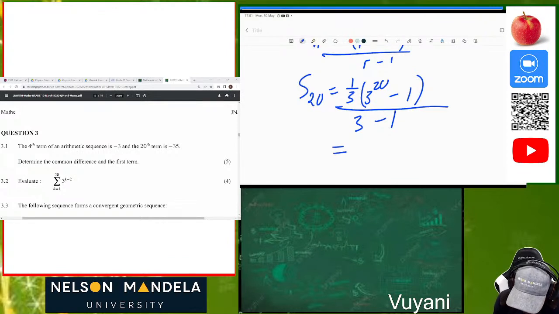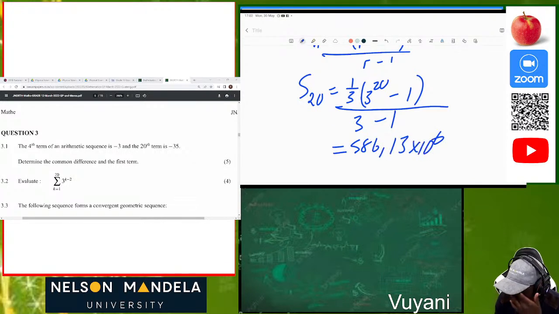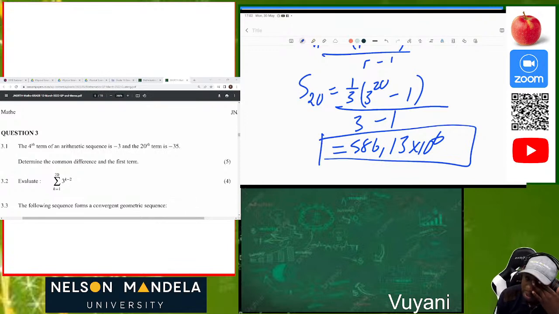Let me just use the calculator. This was the last question of the day. 1 over 3 times (3 to the power 20 minus 1), divided by 3 minus 1. Then you must get 586.13 times 10 to the power 6. So you can leave it in this format, okay? Then you get your answer.